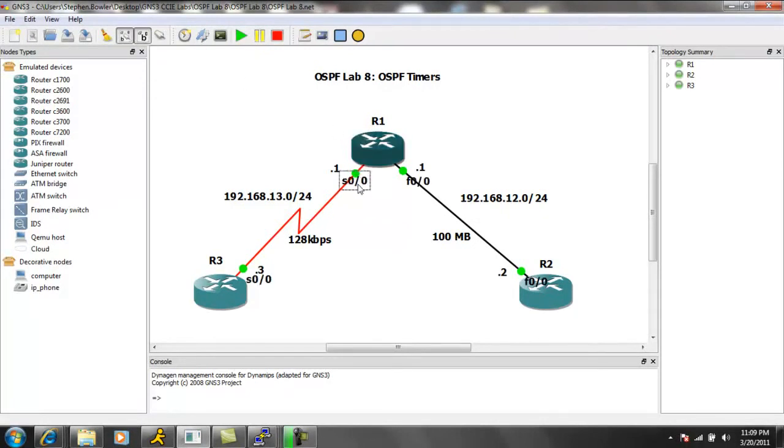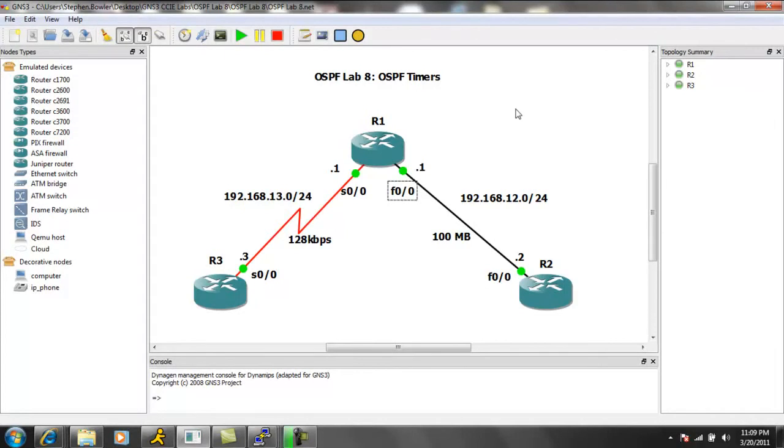So let's just show you the interfaces that are connecting these routers together. Router 1 is using serial 0/0 to connect to router 3's serial 0/0. And then also router 1 is connecting to router 2 via fast Ethernet 0/0. So R1 is fast Ethernet 0/0 and R2 fast Ethernet 0/0 between the two routers. So in this case we have two different media types we're going to be looking at, and we're going to show you how you can manipulate OSPF timer values. So this is very good to know.